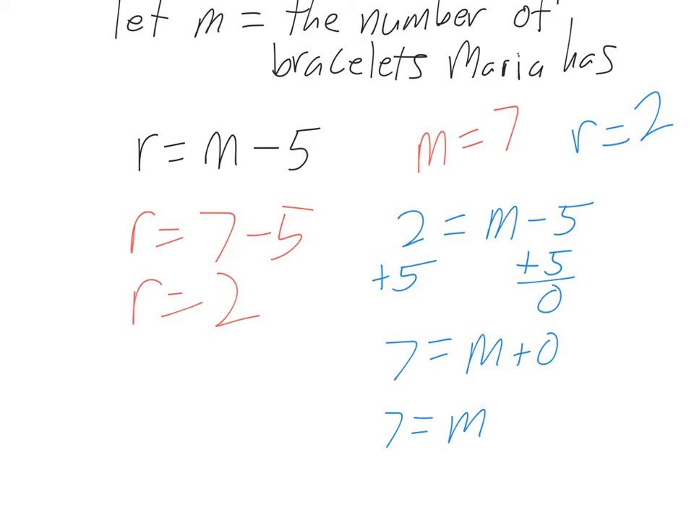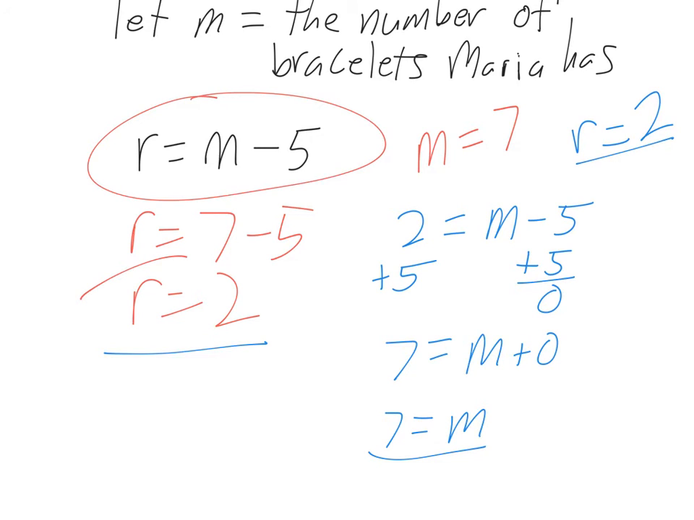And we know that that actually is true because over here, when R was 2, M had to be 7. So that's how these variables work together in creating this algebraic expression. And again, the point is really just to get to this point. The other stuff is cool, but if you can get to here, you're good.